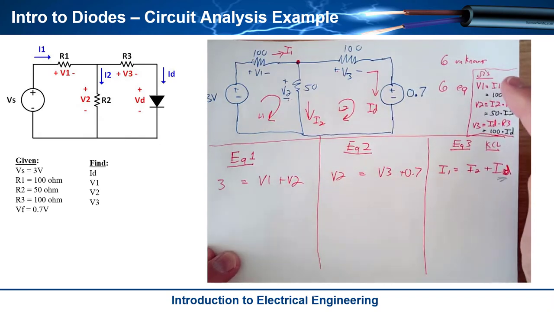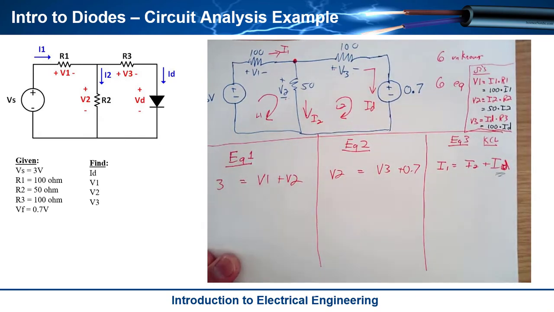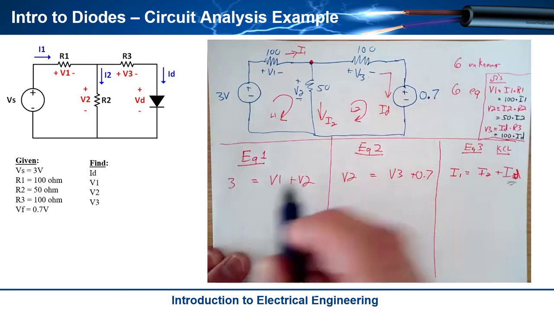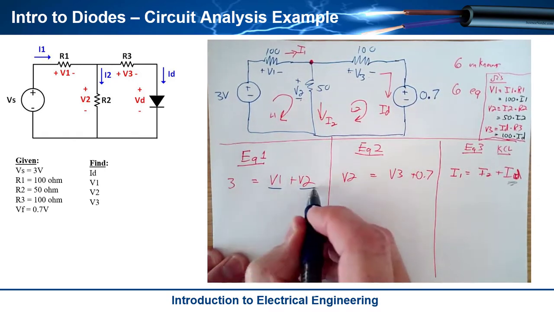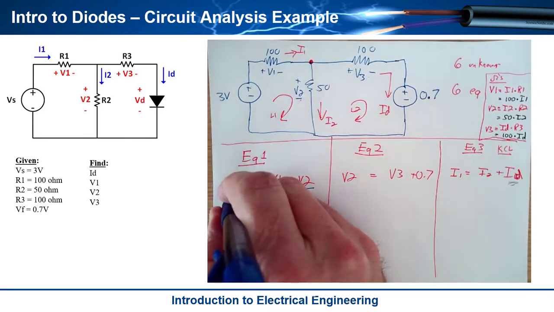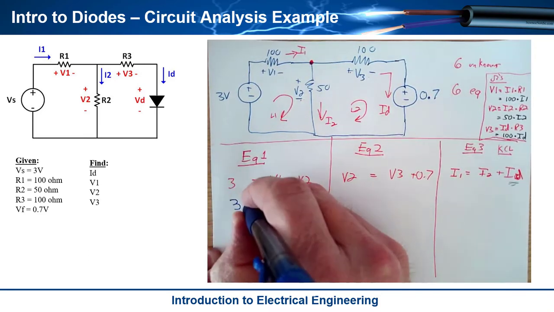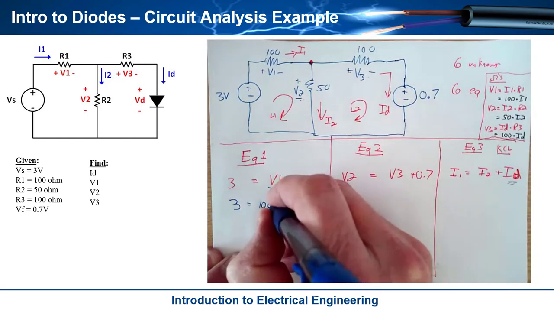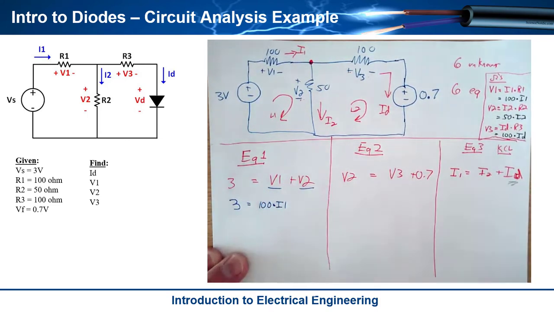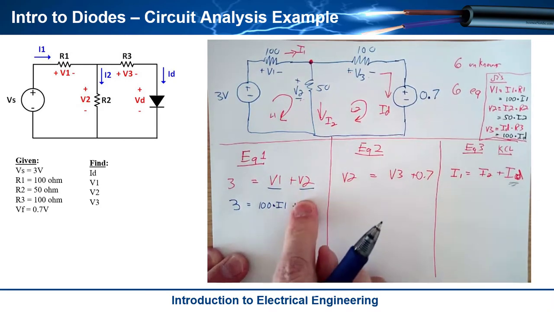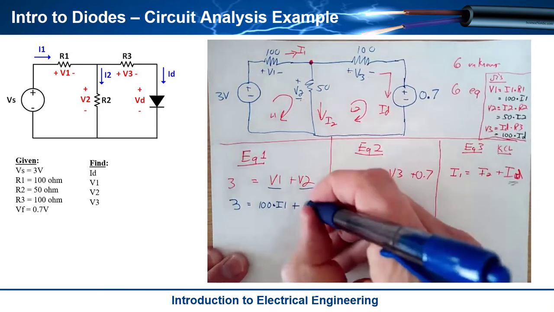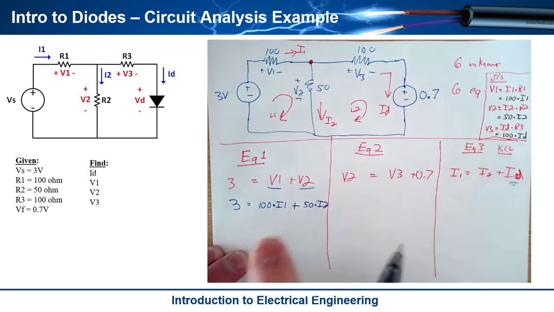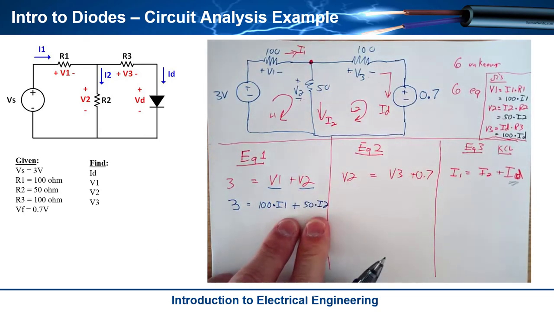So let's go ahead and plug these in, and follow along. I'm going to come down here and plug these Ohm's law equations in, so I'm going to get rid of V1 and V2. Now I have 3 is equal to, and I plug in V1, it's 100 times I1, plus, now I substitute in for V2, and that's going to be 50 times I2. Okay, all right, life is good.